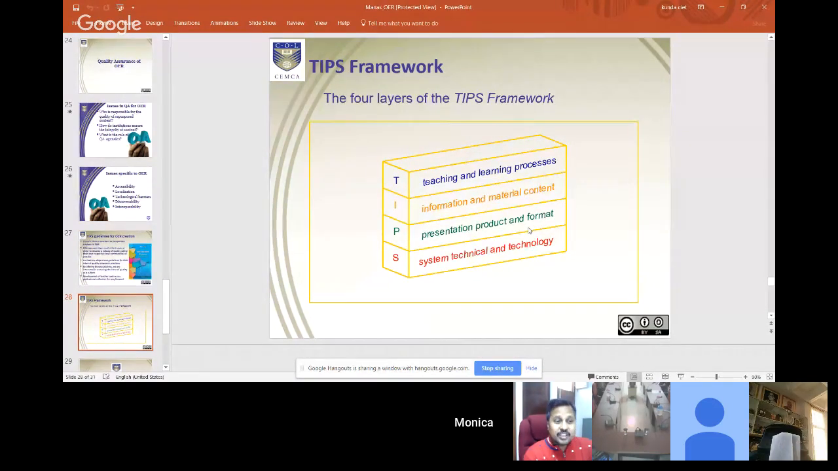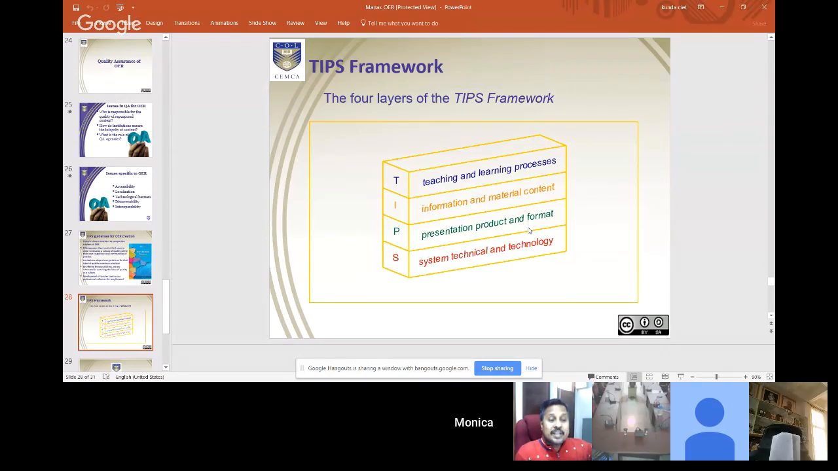If I come to this, this is information and material content. It is talking about the content's stability. It's talking about the information you are giving, whether it is the right information in the right place or not. And whether the materials you are developing are really helpful for the content or not.